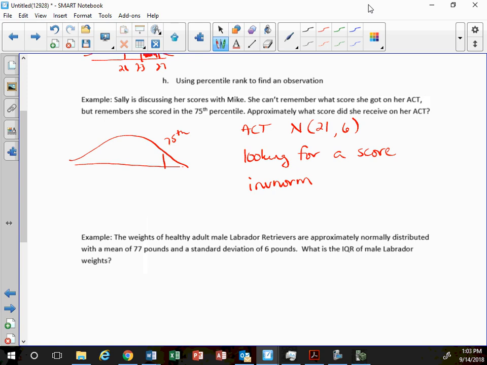This is what we did. We did 0.75. We did the mean. So Sally scored 25 on her ACT. Okay. All right, so if you know the percentile and you want to work backwards to the score, it's inverse norm. If you know the score, you want something to do with the percentile, that's the norm CDF. Okay? All right, let's look at the last one here.